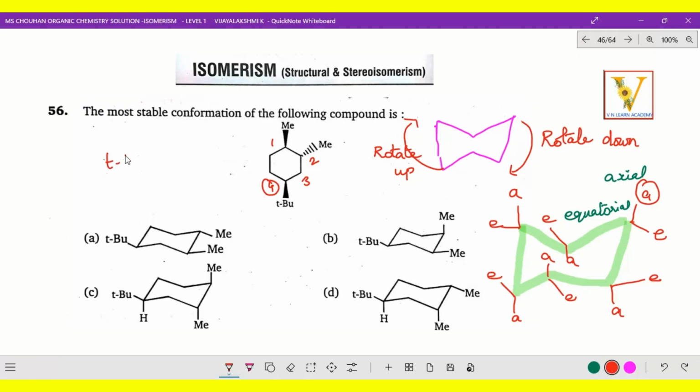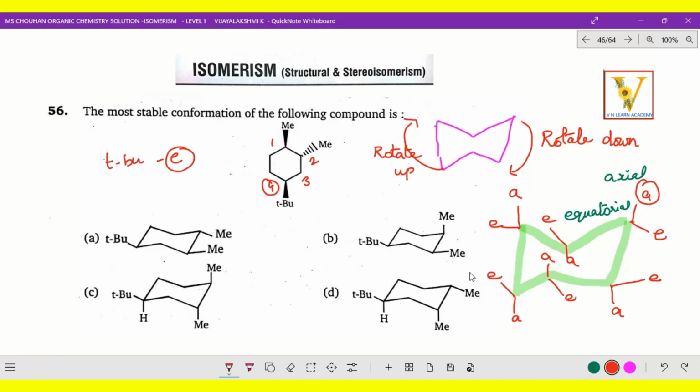The T-butyl group attached at the equatorial position will be more stable. And here, this is like the chair form, just upwards and downwards when we rotate. So axial, equatorial, equatorial, axial, axial, equatorial, equatorial, axial, axial, equatorial, equatorial, axial. I just drew it for you to identify and remember. Just imagine and rotate, so you will get that idea.